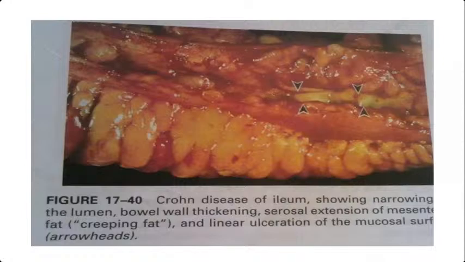There is linear ulceration, unlike ulcerative colitis, where you have collar button ulcers, so-called roundish ulcers. That's why they are called collar button ulcers. But in Crohn's disease, you have linear ulcerations and narrowing of the small bowel.